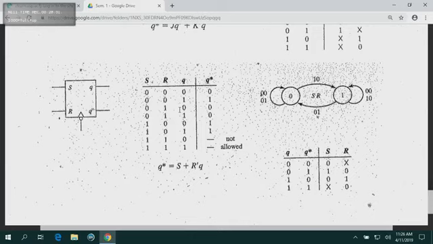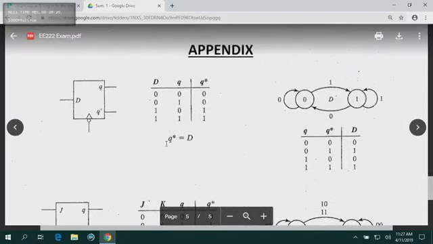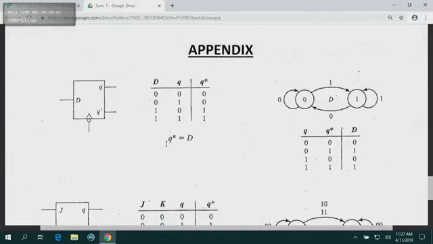Now on the left-hand side is the circuit diagram, the standard circuit diagram, which is used for a particular flip-flop. That's an SR flip-flop. Now have a look at the D flip-flop. The D flip-flop has only one input, plus two outputs. Always you get a Q and Q bar. Can you see in all the flip-flops, you have a Q, you have a Q bar.